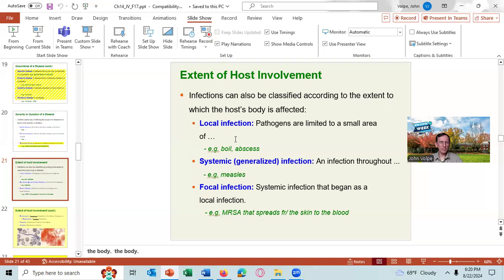Another case of a local infection is an abscess. So that's a localized infection. We can have a systemic or generalized infection, and this infection occurs throughout the entire body. Like when a patient gets infected with measles, measles will be made in many different tissues in the patient, and then the virus will spread to many different tissues, potentially all different tissues.